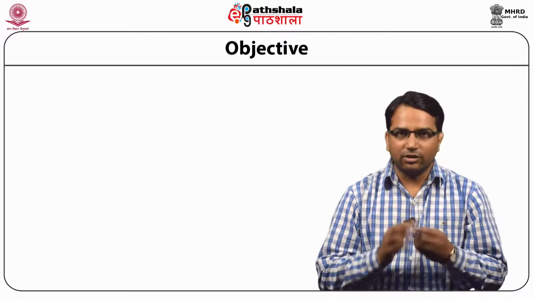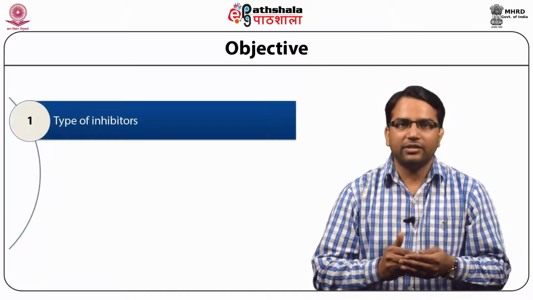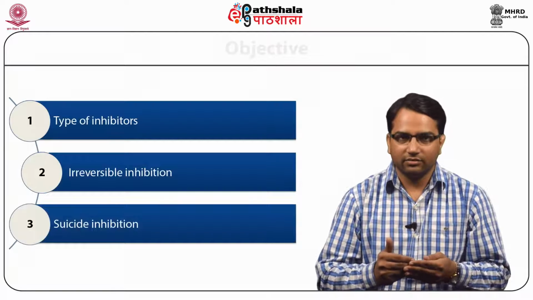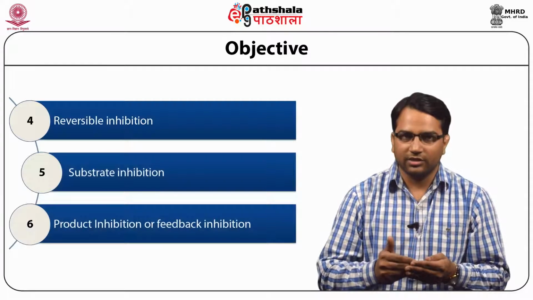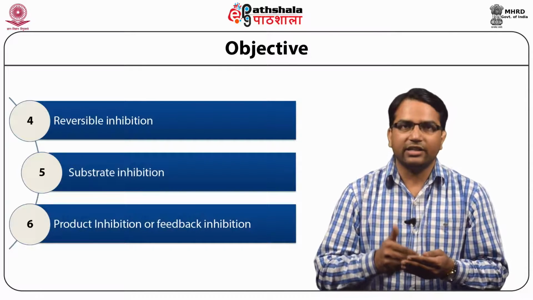First one is the introduction about what is enzyme inhibition, and then different types of enzyme inhibition such as irreversible inhibition, suicide inhibition, reversible inhibition, substrate inhibition and product inhibition. We will also discuss the different types of these inhibitions.